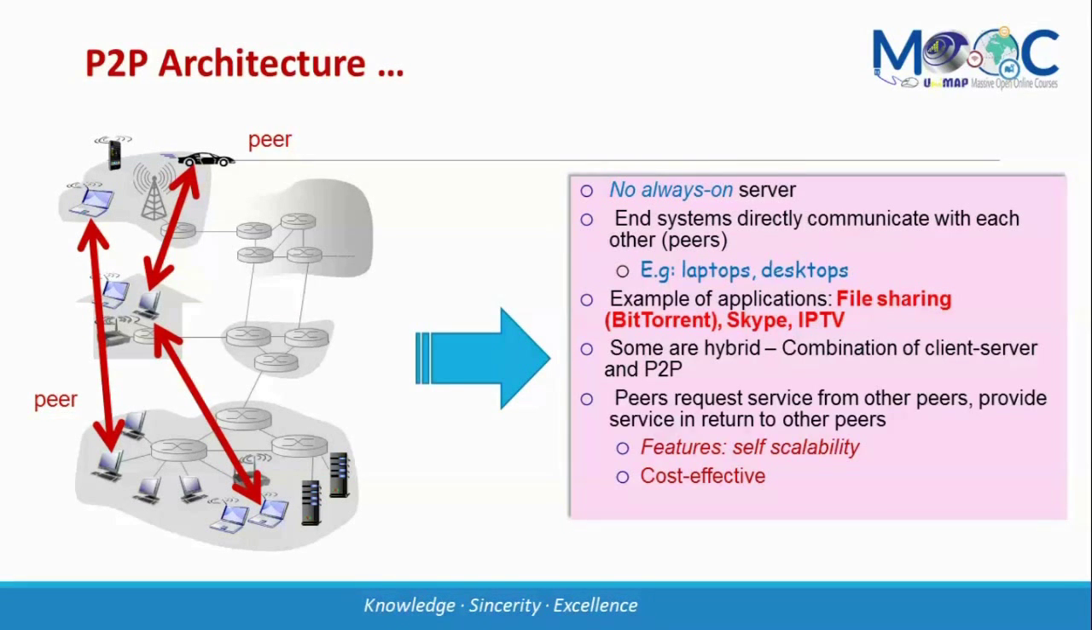One of the most compelling features of P2P is self-scalability, whereby each peer may also add service capacity to the system by distributing files to others. It is also cost-effective since it doesn't require server infrastructure and bandwidth to be installed.